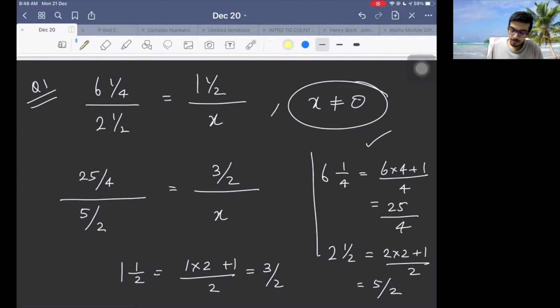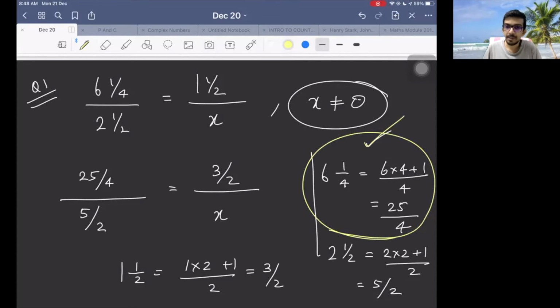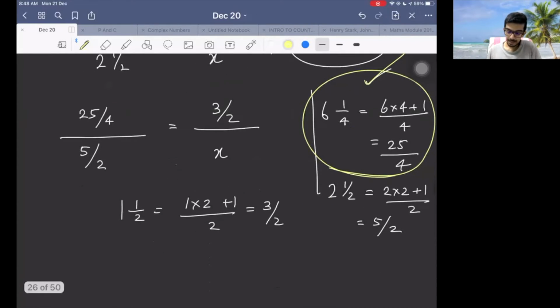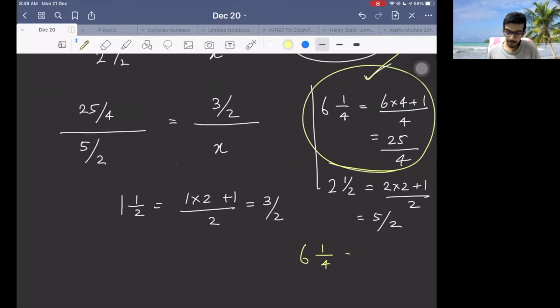And by the way, you guys know how to deal with this kind of arithmetic, right? Converting a mixed fraction into a normal fraction. See, 6 and a quarter simply means it's 6 plus 1 by 4, right? So this is 6 into 4 plus 1 divided by 4, which is 25 by 4. That's all. 6 and a quarter means 6 plus a quarter.